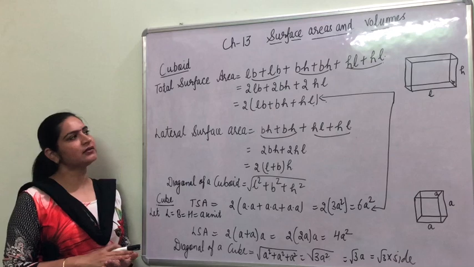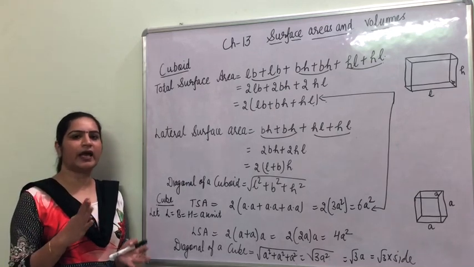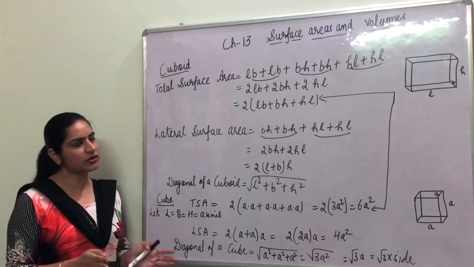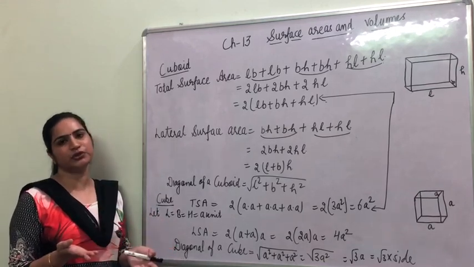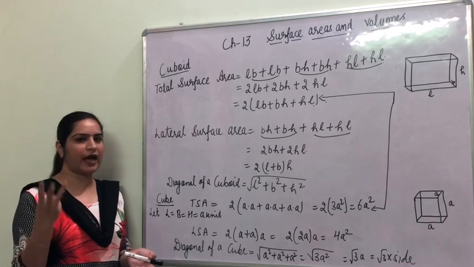In your previous classes you studied about plane figures. In plane figures we have two dimensions, length and breadth. And in this chapter we will study about solid shapes. In solid shapes we have three dimensions: length, breadth and height.